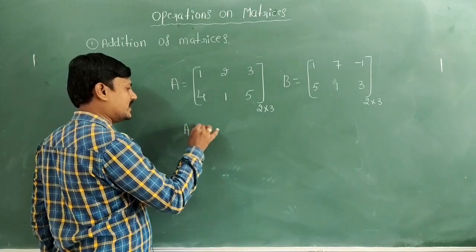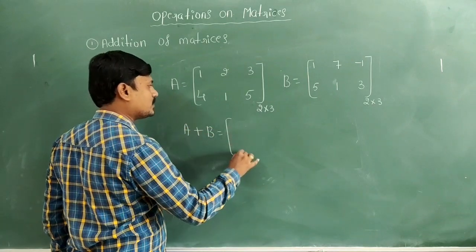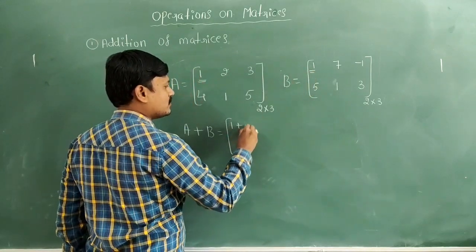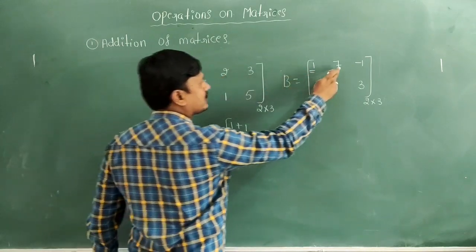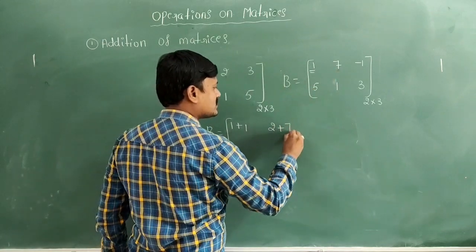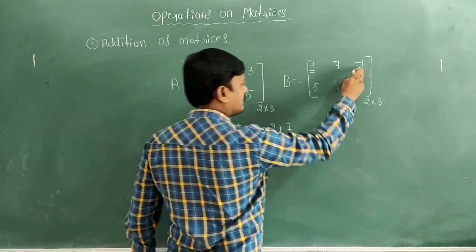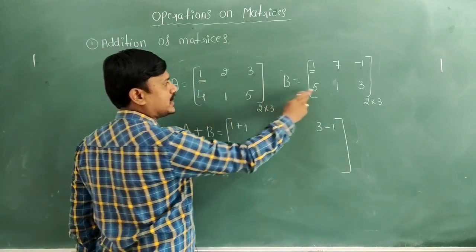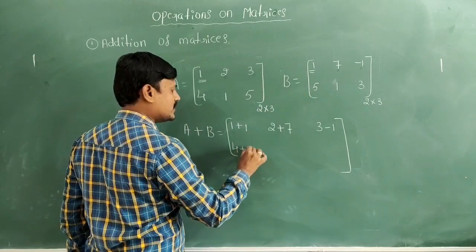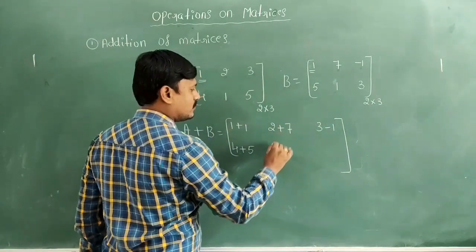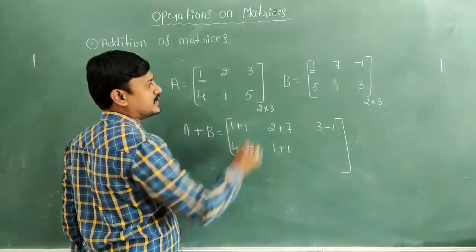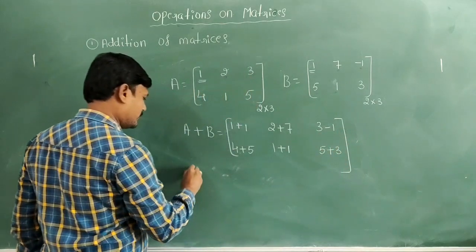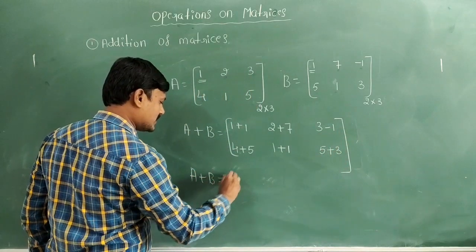Then what is the value of A plus B? The corresponding element for 1 is 1, therefore 1 plus 1. Next, 2 and 7, therefore 2 plus 7. 3 and minus 1, therefore 3 minus 1. Next, 4 and 5, therefore 4 plus 5. 1 and 1, 1 plus 1. And last, 5 and 3, therefore 5 plus 3.